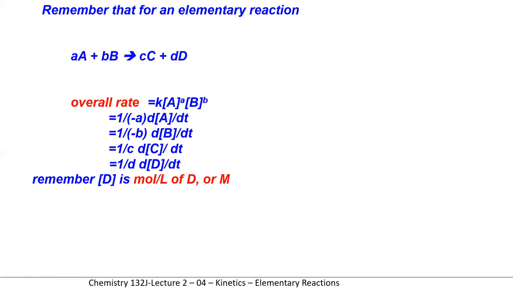So remember, the concentration of any of these would be given as moles per liter of D if it was D. Or we could simply use molarity, which means moles per liter. So the rate could be expressed as moles per liter per second of reaction.